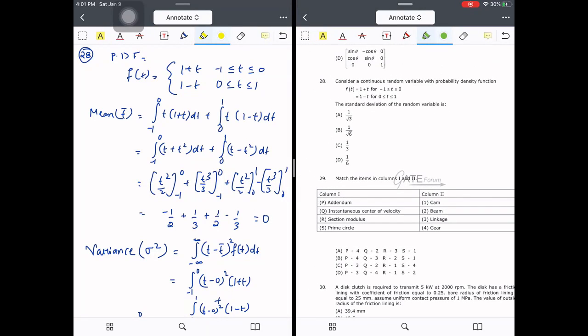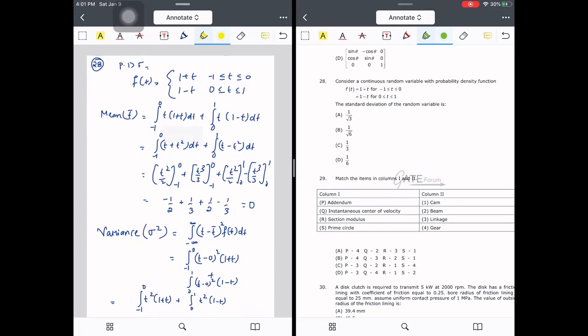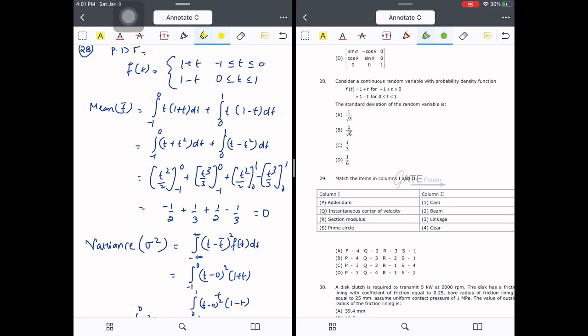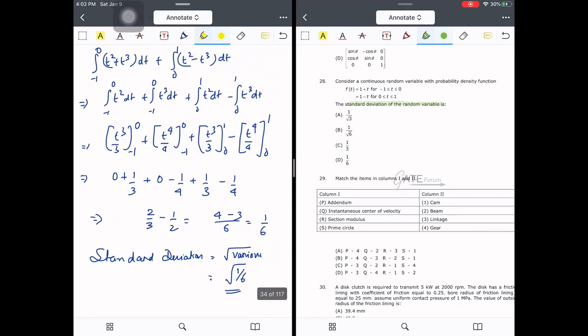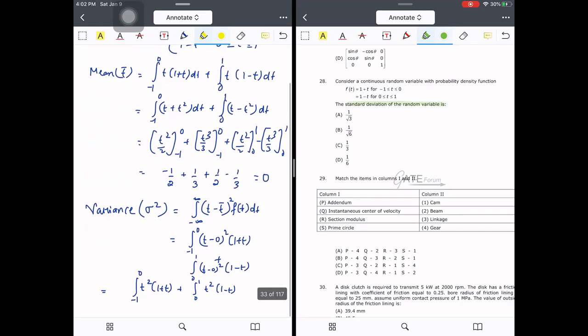Okay. Question number 28. Consider the continuous random variable with the probability density function f of t equal to 1 plus t for t lying between minus 1 and 0, and 1 minus t for t lying between 0 and 1. So we have to find the standard deviation of the random variable.